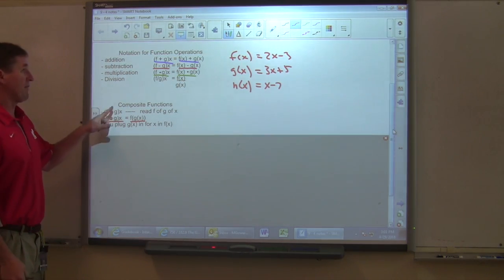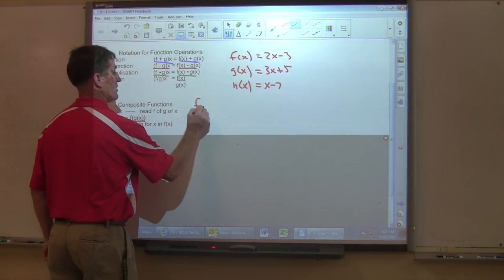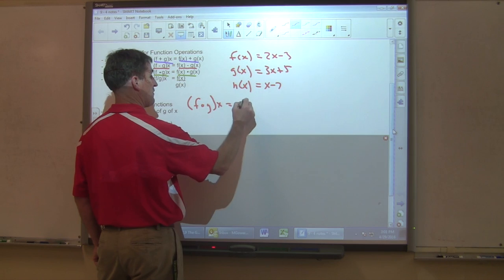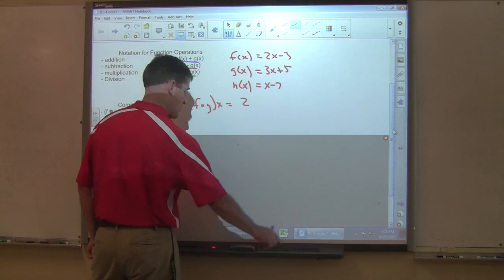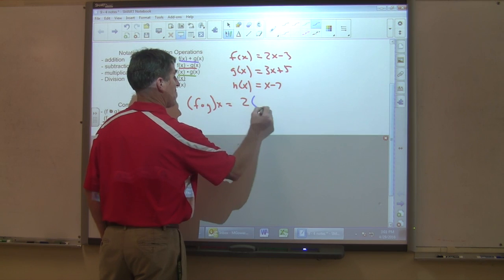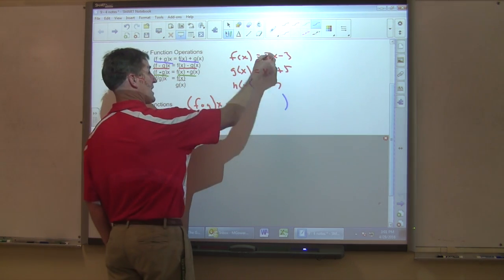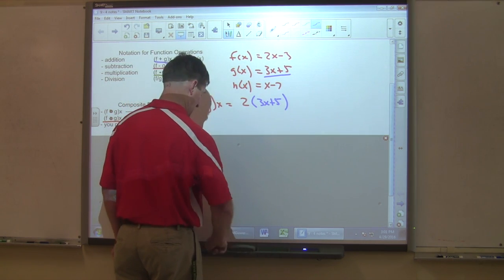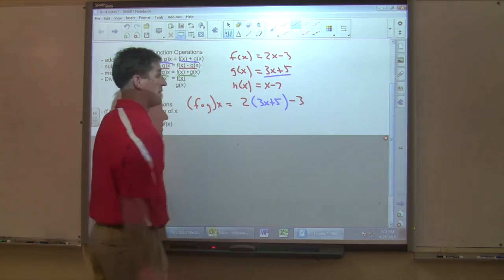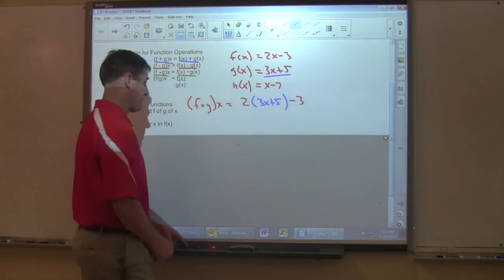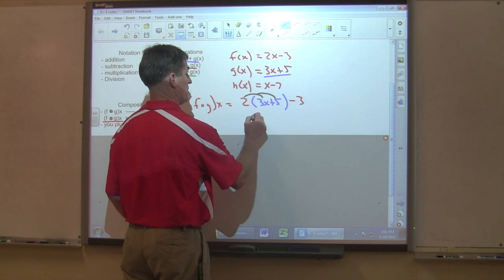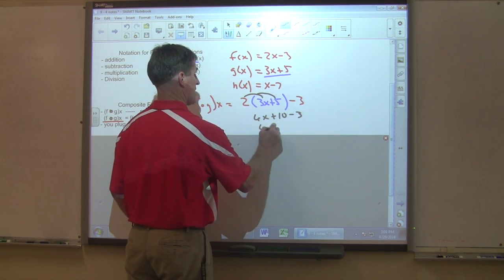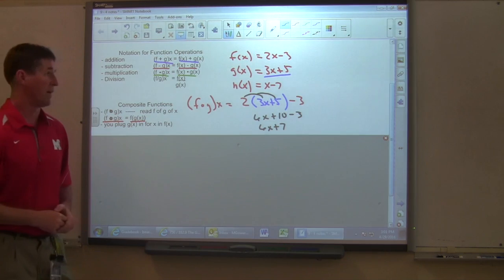So if they ask me to do f of g of x, I simply take f, my first expression, but when I come to the x value, I'm going to replace the x value in here with the function from g. So 3x plus 5, and then I write the rest of the problem, minus 3. And now it's a basic algebra problem. We just simplify this. Distribute the 2, you get 6x plus 10 minus 3, so 6x plus 7, and we're done.